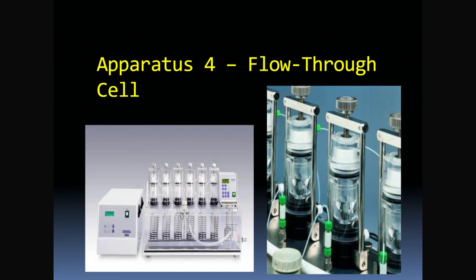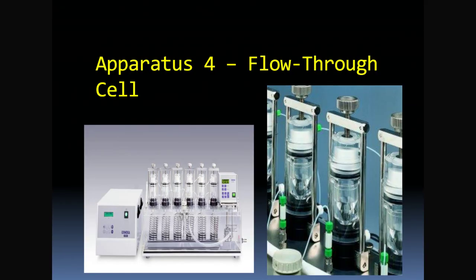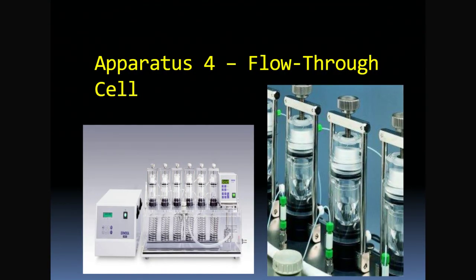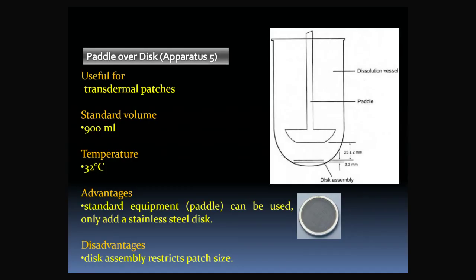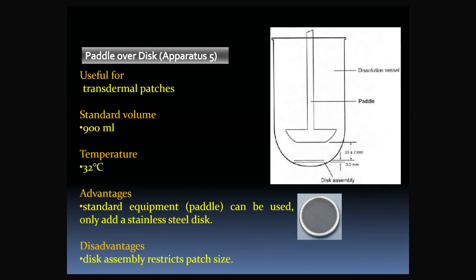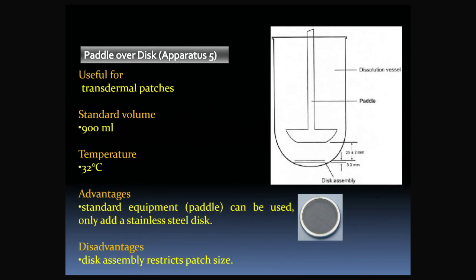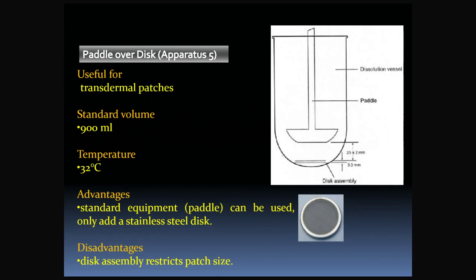Consider the kinetic impact of altering the volumetric flow rate. How would a surge in pump speed decrease the thickness of the stagnant diffusion layer and subsequently accelerate the overall mass transfer coefficient? Apparatus 5, known as the paddle over disc, modifies the standard paddle setup to evaluate transdermal systems by securing the patch to a stainless steel mesh disc at the bottom of a 900 milliliter vessel.